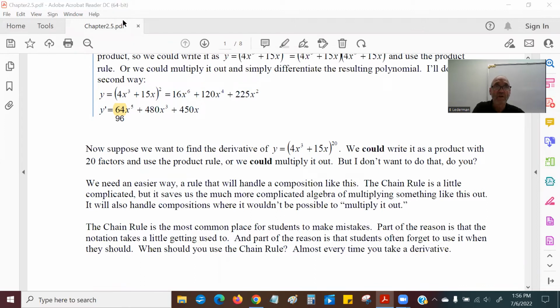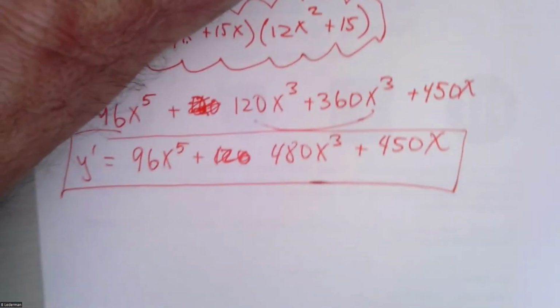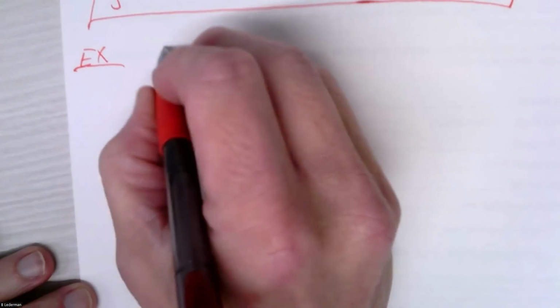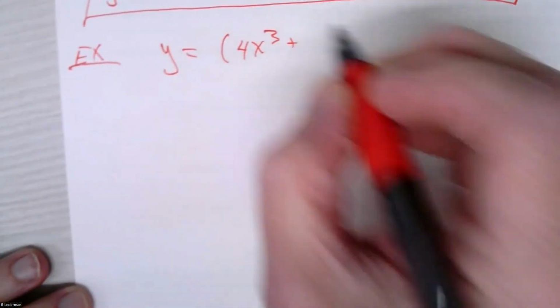Okay, now let's go back to the paper. Remember I said before, oh boy, if this was the 20th power, wow, that would be really hard. Well, with chain rule, it's not going to be hard at all. It's going to be very straightforward. So let's look at a new example. Let's look at y equals 4x cubed plus 15x, all to the 20th power.